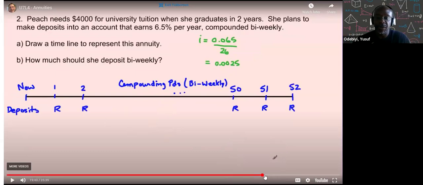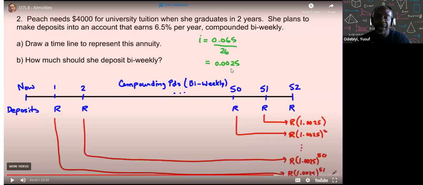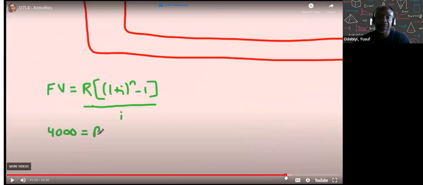Okay, so we're going to fast forward. That's the timeline. And basically, because we know what our interest is, we divide it by 26. This is going to be what we're going to need to do our calculation. 1.0625. Right? We know our future amount is 4,000. So let's get into the formula.